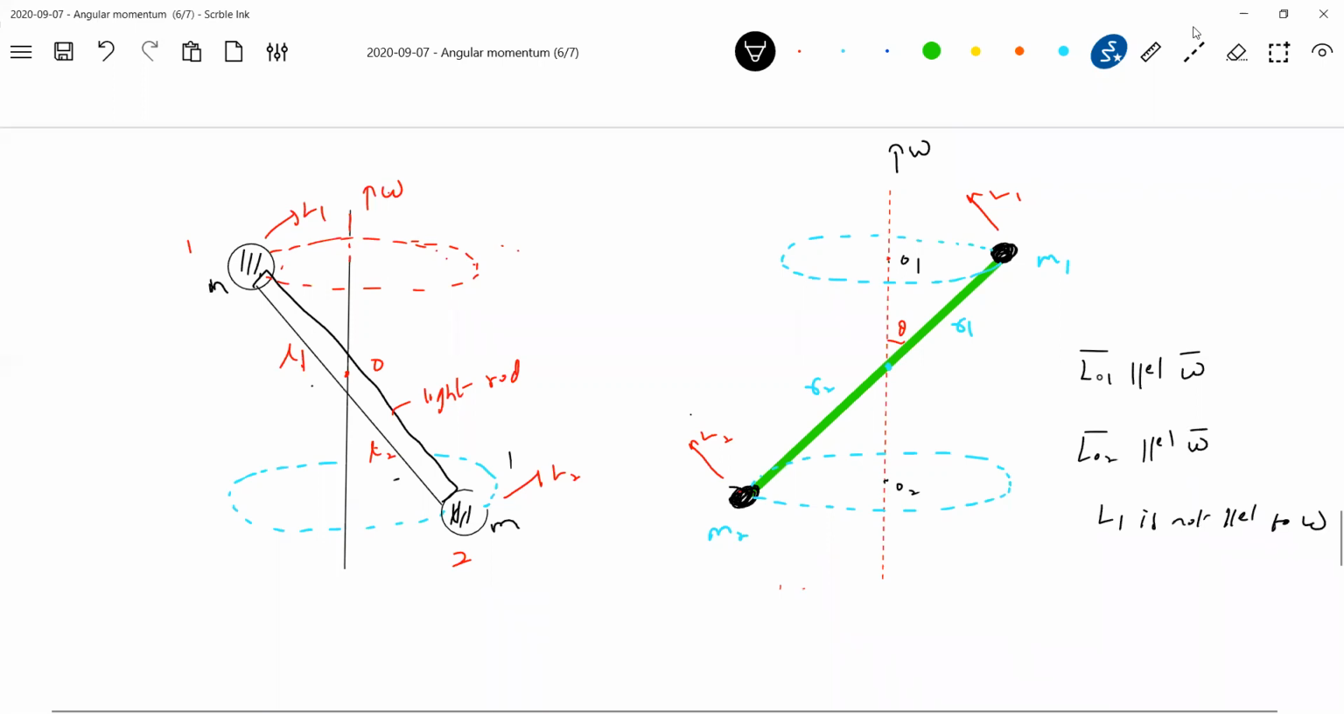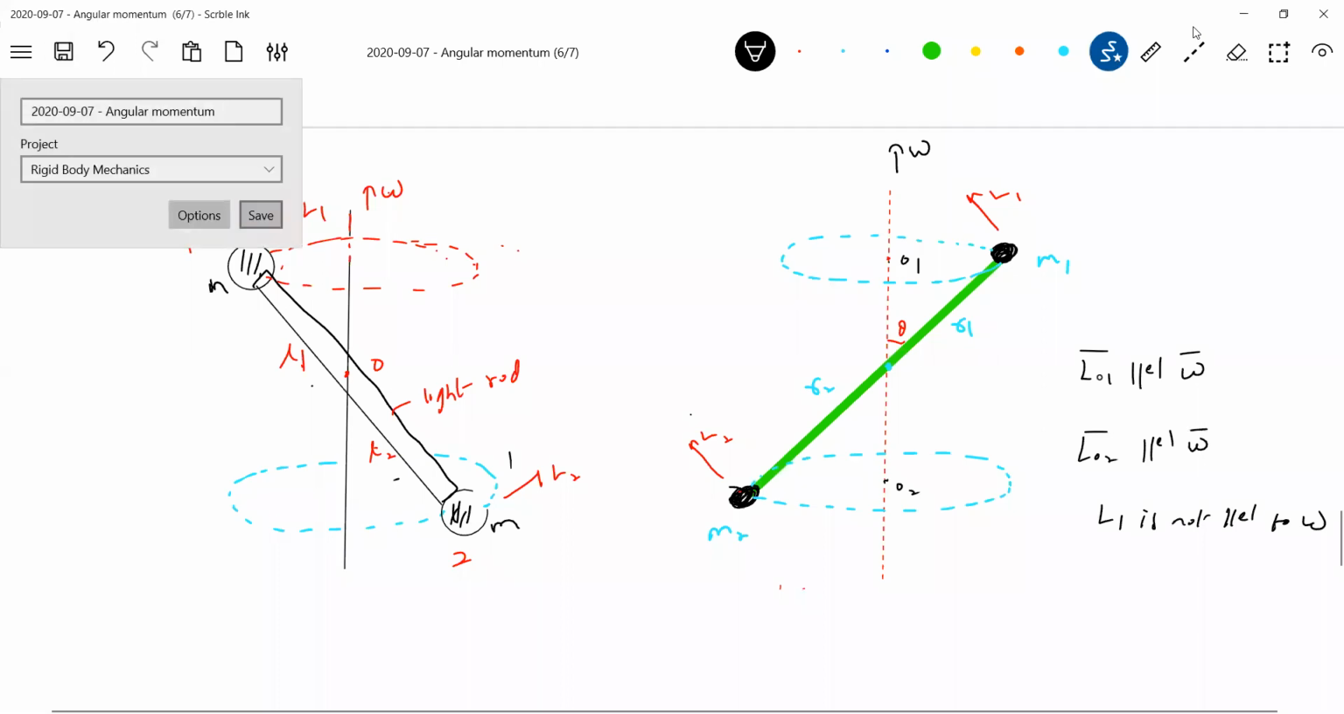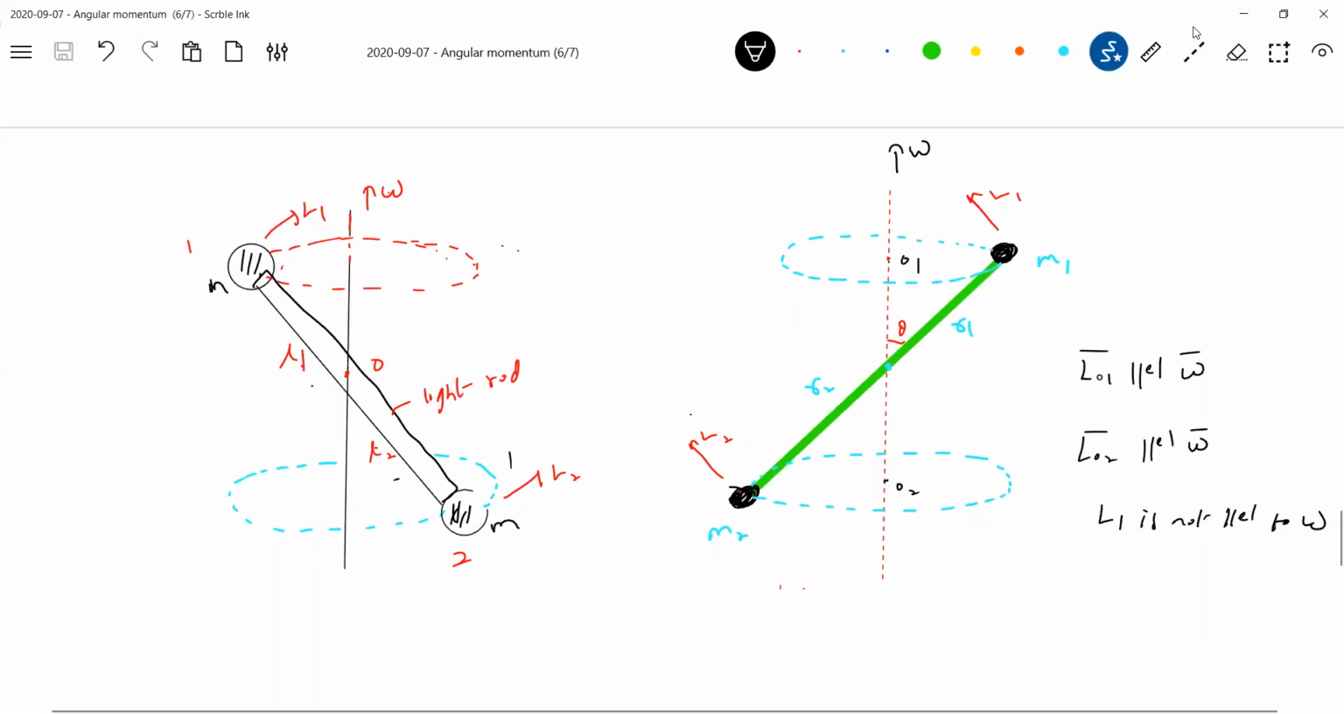It's not a rule that L should be along omega. It all depends upon the type of the rigid body and how it is getting oriented. They may test you with questions of this kind, so you have to be careful.